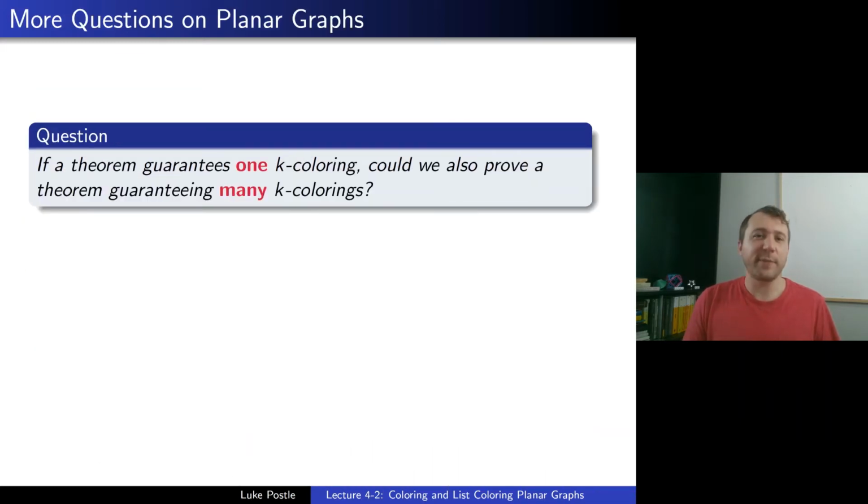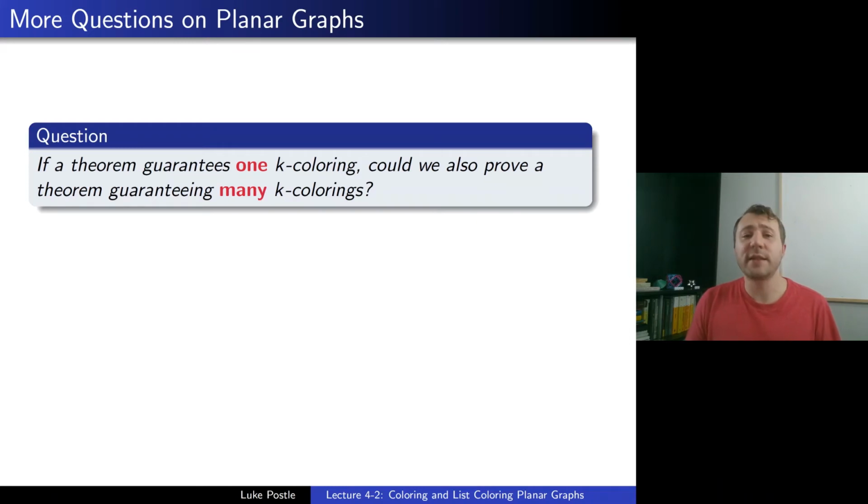What else could we ask about? Here I'll just mention two more general questions on planar graphs. You might think, okay, we did planar graphs, that's the four color theorem, you had Thomassen's theorem, exclude triangles or 4 cycles, exclude 4 to k cycles. There's nothing more you can ask. Well, you could ask a lot of different other questions, so I'll give you a sampling. Here's one I think is very natural. If a theorem guarantees one k-coloring, could we also prove a theorem guaranteeing many k-colorings? In each of those theorems, the four color theorem, Thomassen's theorem, etc., you're always guaranteed a coloring. You might want to ask for many distinct colorings. Is that always possible?